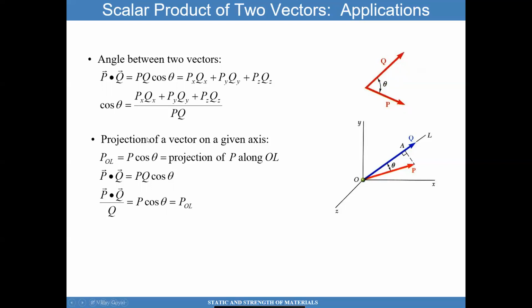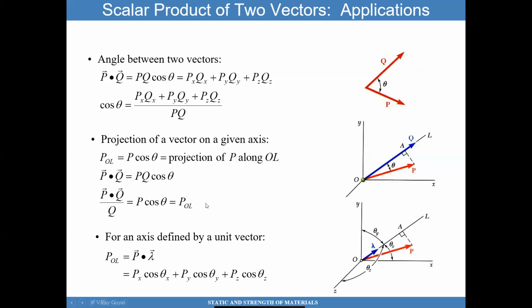You can project a vector on a given axis, and that will become very useful. So say I have a vector P, and I want to project that along line OL. All I have to do is take this P and multiply by the cosine theta to get the projection of that vector P on OL. And that's fairly easy to prove. You can check it out. Use the same concepts discussed earlier. And here you will find that this works out very nicely.